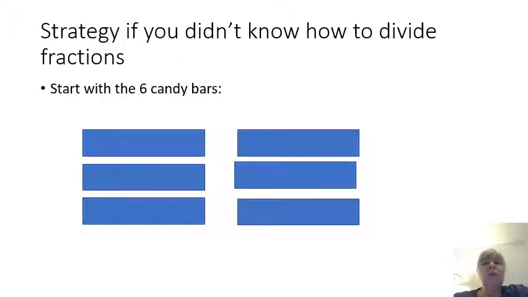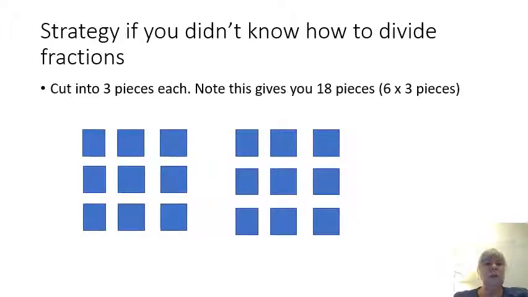Here's what you would do if you didn't know anything about numbers. You could do this if you didn't know how to divide fractions. You'd start with 6 candy bars. So I've got 6 candy bars here, and I need to know how many servings of 2/3 are in these candy bars. So the first thing I'm going to do is cut each of those candy bars into 3 pieces. So I've divided these up. You can see each candy bar is now cut into 3 pieces.